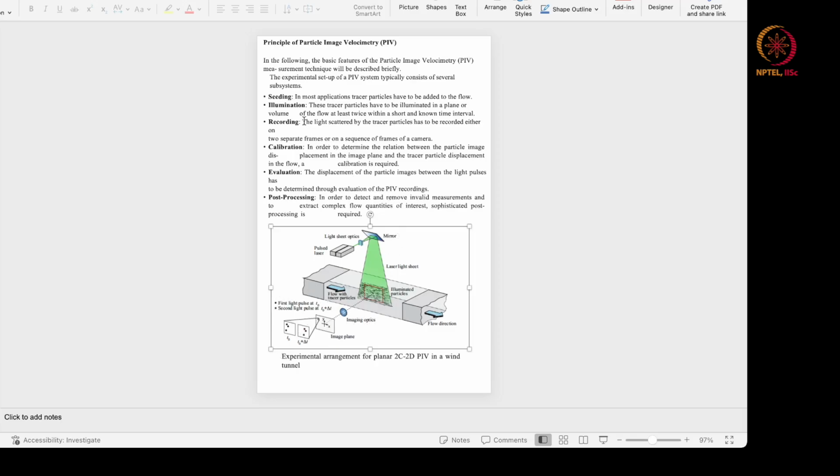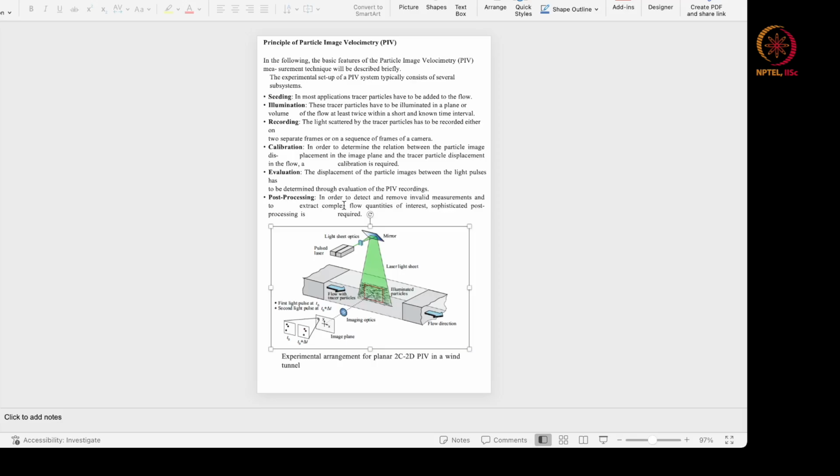So the recording is basically light scattered by the tracer particles, which has to be recorded either on two separate frames or on a sequence of frames by the camera. The calibration is required in order to determine the relation between the particle image displacement and the tracer particle displacement. So usually you have a calibration target. And the evaluation determines the displacement of the particle images between the laser pulses from the PIV recording.